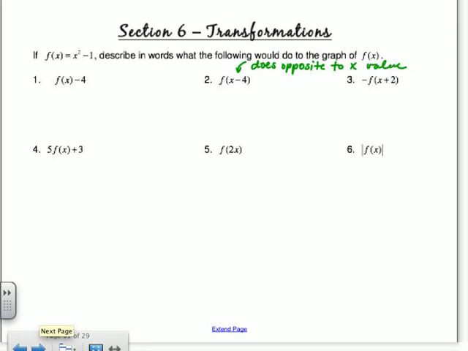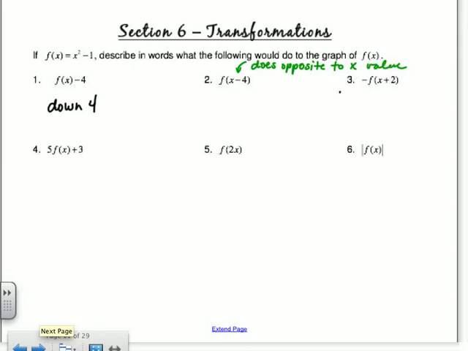So on this first one, if I have f of x minus 4, all that's going to do is shift it down 4. Number 2, I would think that it would move to the left since it's negative, like negative numbers move to the left, right? But it does the opposite of what you think, so it's going to go right 4.